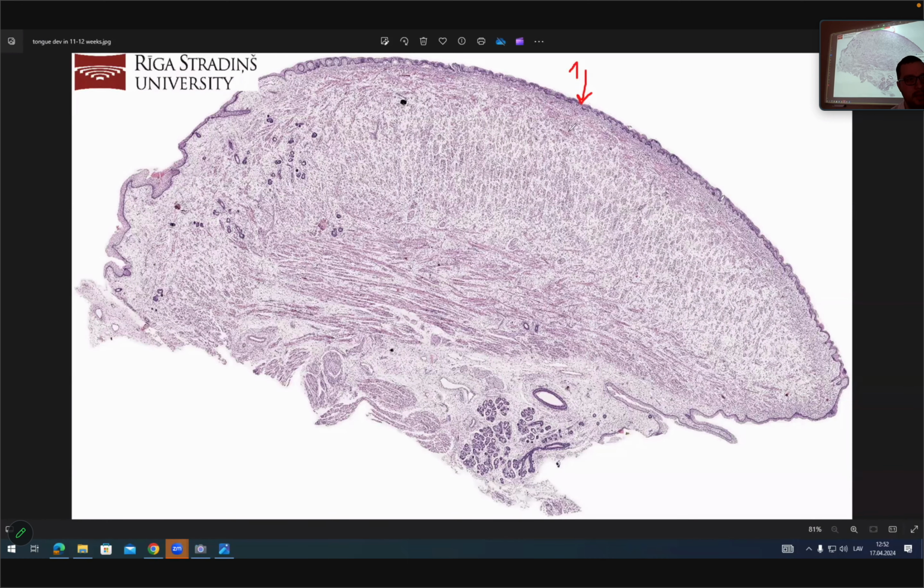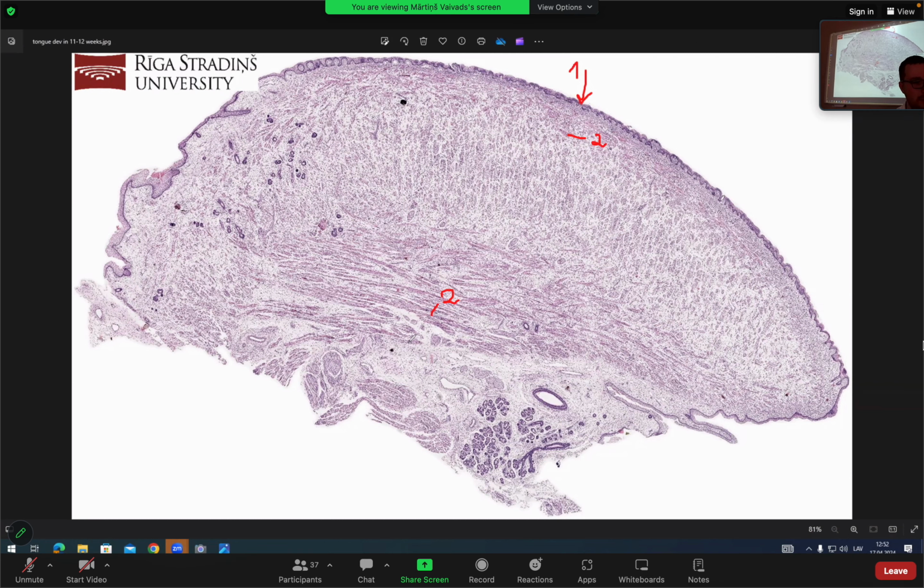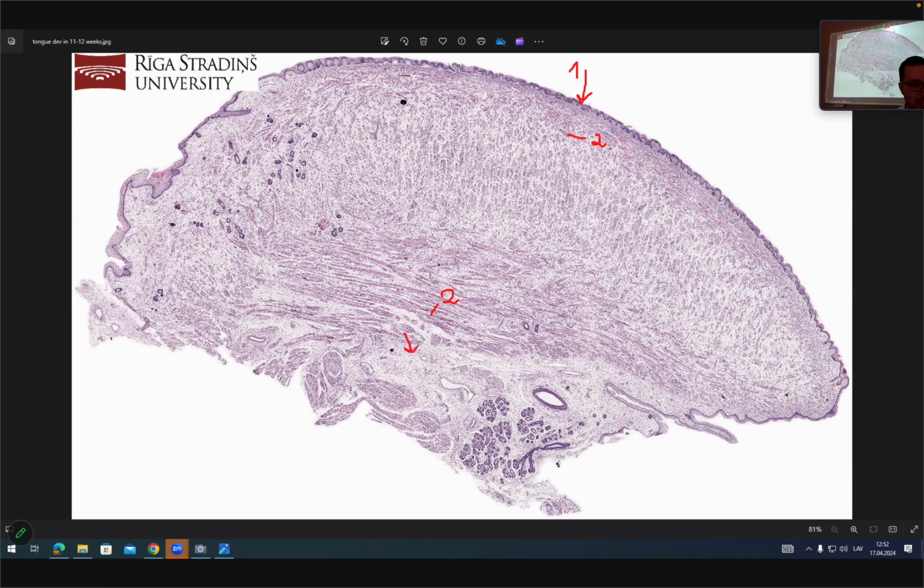Then what else? Some structures will reappear. For example, skeletal muscle tissue. So developing skeletal muscle tissue, you can even see fibers. You can see quite a lot of skeletal muscle tissue fibers inside. Developing skeletal striated muscle tissue. That appears again. You might have a question about what is the tissue between the muscle tissue. So you see light staining tissue here. It's embryonic connective tissue or mesenchyme.